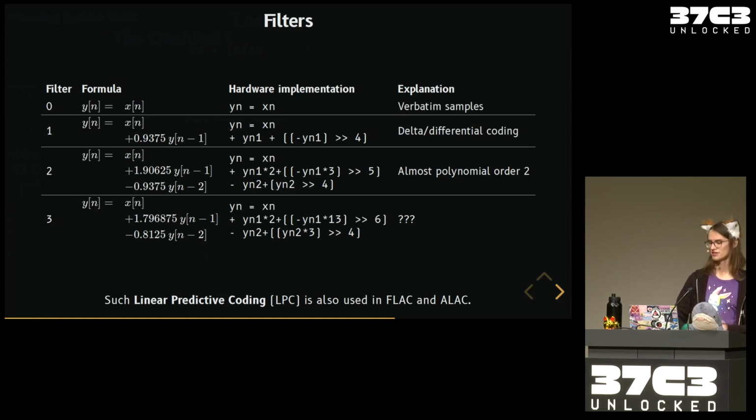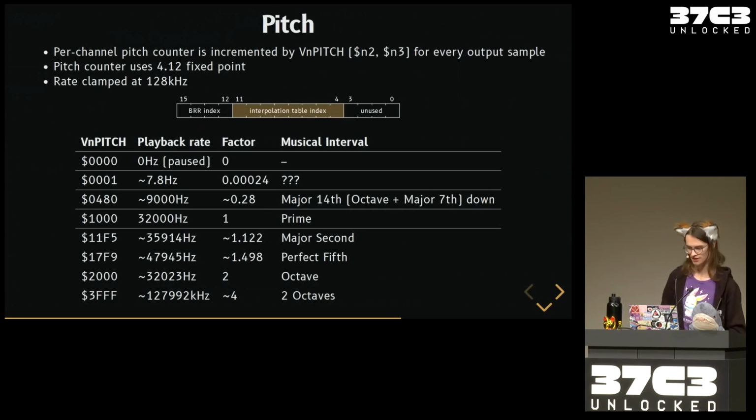So this entire process of taking previous samples, multiplying them by certain factors, and then adding the next input value into it is called linear predictive coding, and it's still the state-of-the-art compression method for modern lossless compression algorithms like the Free Lossless Audio Codec and ALAC. So you already understand 50% of how those audio formats work. You're welcome.